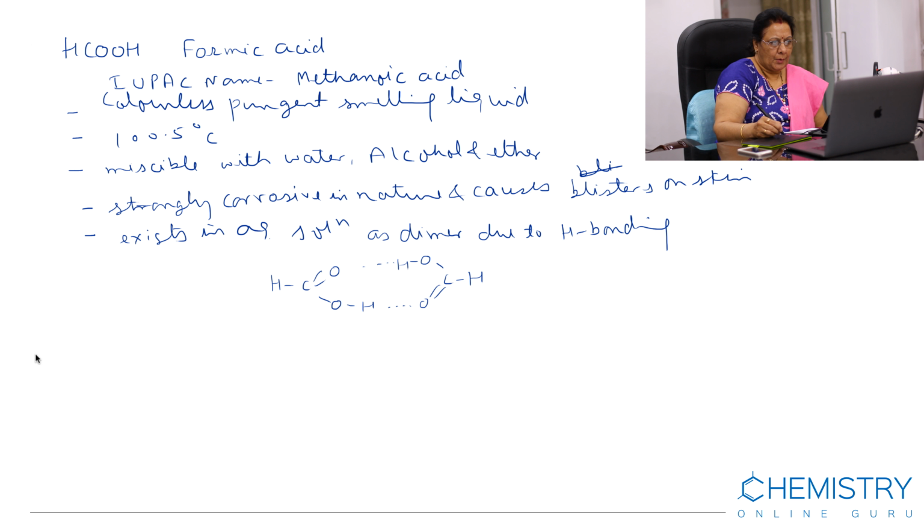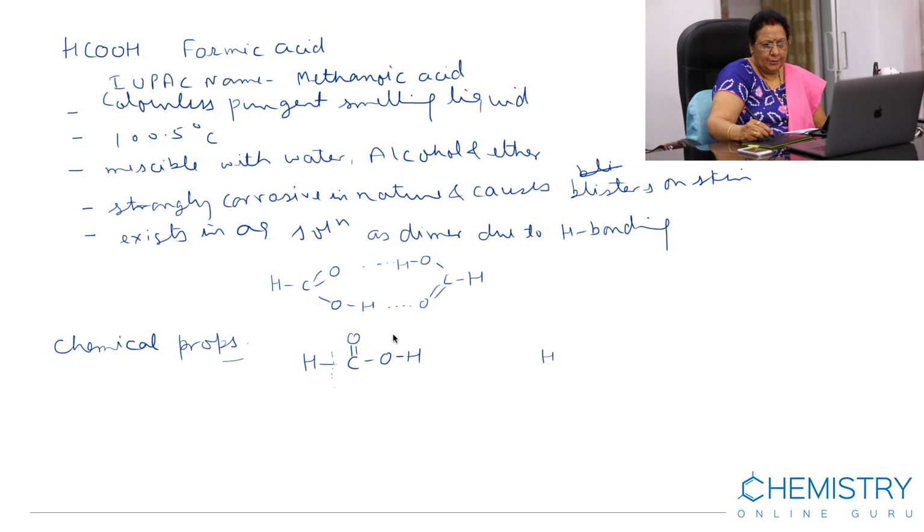Now, chemical properties. Formic acid gives properties of acids, and this is the acid group, the carboxyl group. And properties of aldehyde. Formic acid is the strongest acid among all the members of its homologous series.